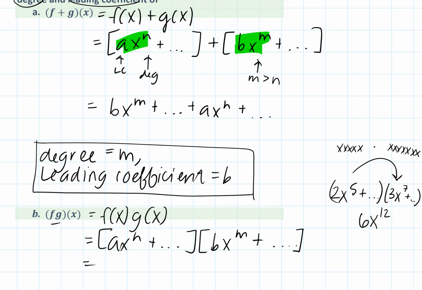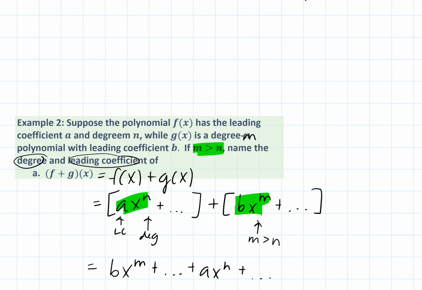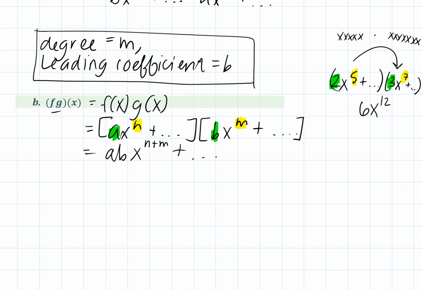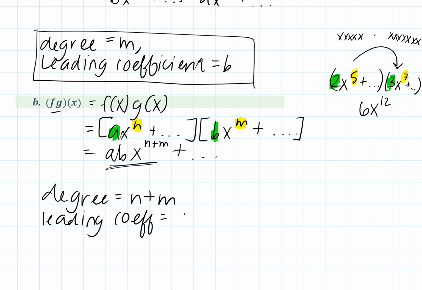So we see we took these coefficients and we multiplied them, the 2 times the 3. So over here, we'll get ab when we multiply these coefficients. And the exponents, you end up adding them, because this tells you how many times you're multiplying x by itself. And so altogether, over here, we'll have x to the n plus m. Now, if we use the box method like we did in example 1, we had 3 terms times 2 terms, you end up with a giant box. If we multiply f and g, we may end up with a whole bunch of other terms, but this will be the term with the highest power of x. So it tells us the degree is n plus m, and the leading coefficient is ab.